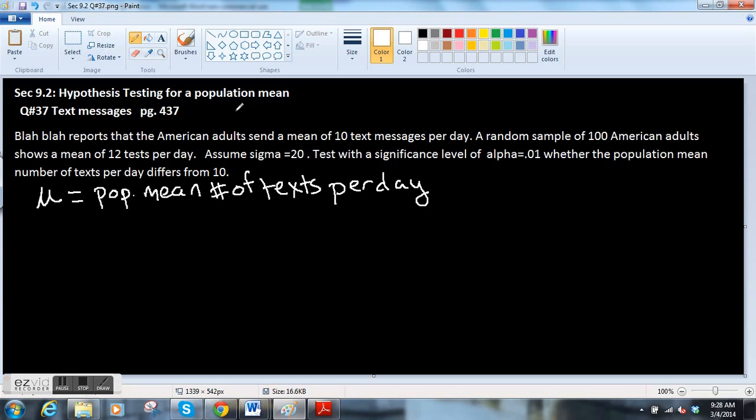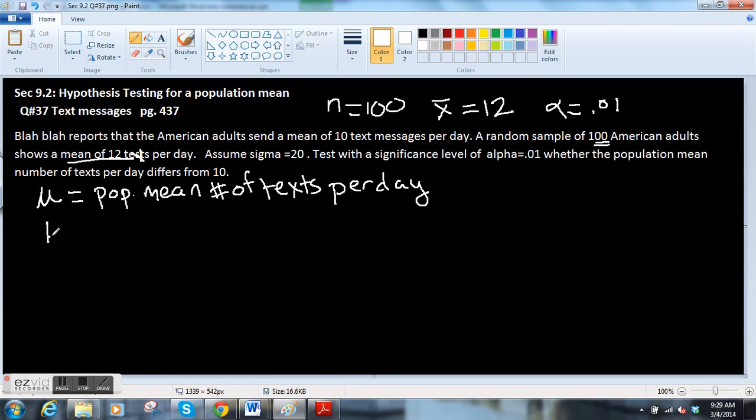And when I read these problems, here's what I like to do so I don't get too messed up. I like to draw the information and write it on the side here. So we know a random sample of 100 American adults, so n equals 100, shows a mean of 12. That's saying that x bar, the sample mean, is 12 texts per day. Test with a significance level, alpha equals 0.01, whether the population mean differs from 10.